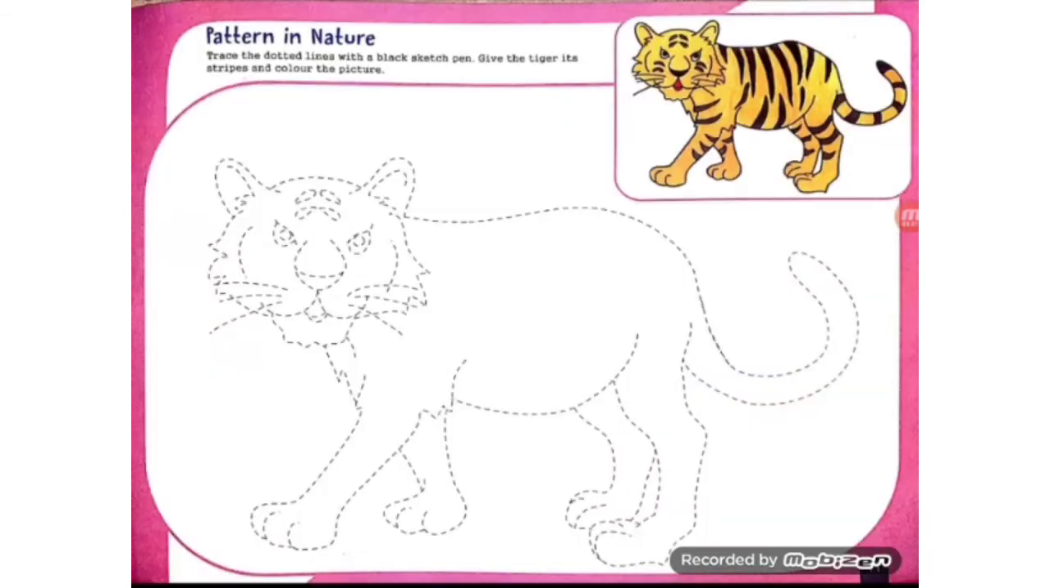Okay, after that this is a drawing about pattern in nature. So this is a tiger drawing. What you do: trace the dotted lines with a black sketch pen. See children, it is written here about a sketch pen, but you don't use a sketch pen for outlining. You use only your simple black color pencil, and give the tiger its stripes and color the picture.